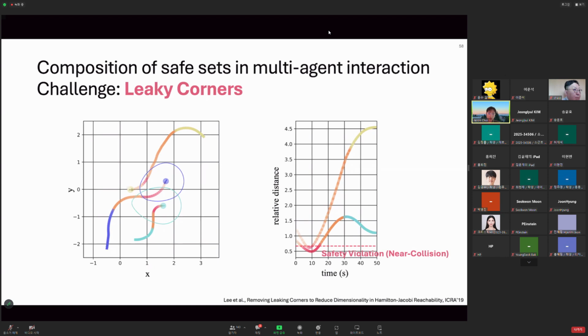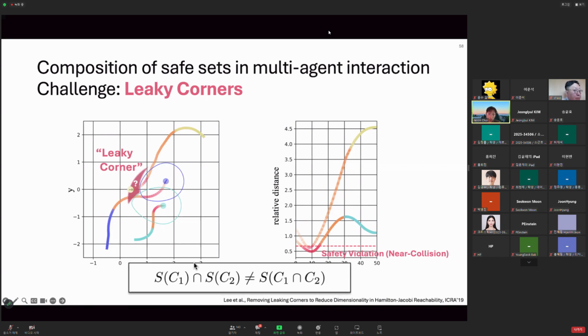So why is it the case? The main challenge for this multi-agent safety problem is the issue of the leaky corner, which means that the intersection of the safe sets of the individual constraints is not the safe set of the intersection of the constraints, meaning that there is some region within this intersection of the safe sets where, if I want to satisfy one constraint, I have to sacrifice the other constraint. So to satisfy both constraints at the same time, we have to actually solve the safe set for the entire dynamics again, for the three agent dynamics again. And maybe we could do that for this particular problem. But the main challenge is, can you do that for any possible combinatorial cases of the multi-agent interaction? So that is why it's really, really challenging to guarantee safety for this high density multi-agent interaction.